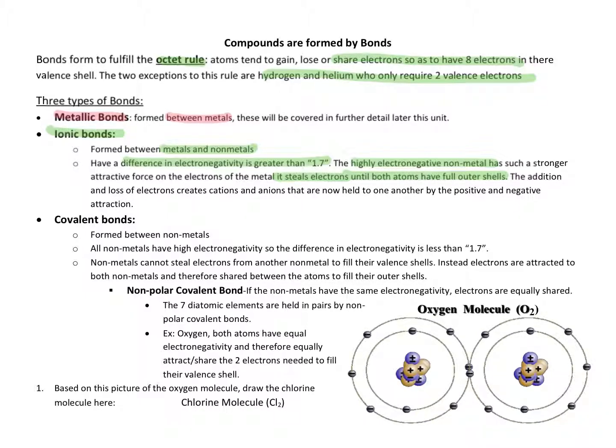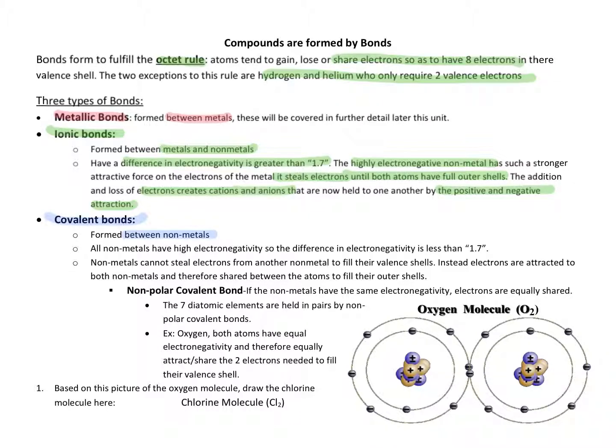So this loss and gain of electrons creates cations and anions that are held together by the positive and negative attraction. Like I said, this won't go away, but we need to keep this as an entirely separate thing from what we're going to start talking about today. So ionic was a metal and a nonmetal. Covalent is going to be between nonmetals. So we're only talking about the upper right-hand corner of the periodic table.